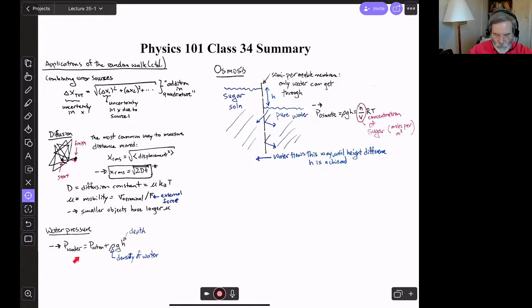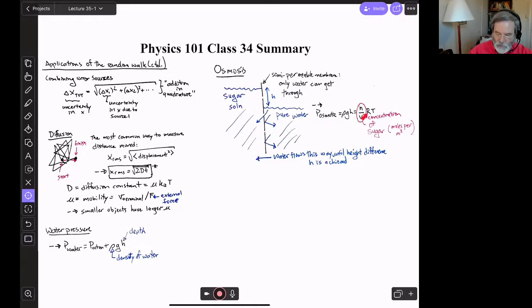Then we also talked about water pressure, and we showed that the pressure at a depth h is the pressure of the atmosphere plus a term that's proportional to the depth. And we used that in our discussion of osmosis, where we have some solution on the left side, the case we talked about was sugar, but it could be any kind of solute, and pure water on the right. The pure water is going to go through the small pores in the semipermeable membrane, but anything else can't get through. And we showed that in equilibrium, there is a pressure difference between the two sides called the osmotic pressure, which is equal to rho g h if that pressure difference is being supplied by a height difference.